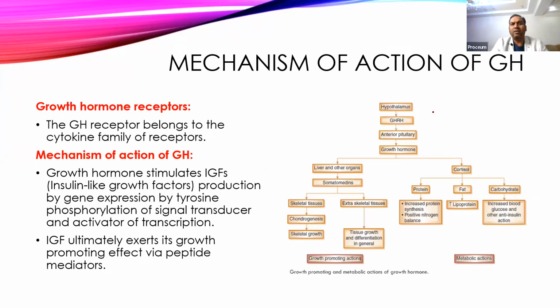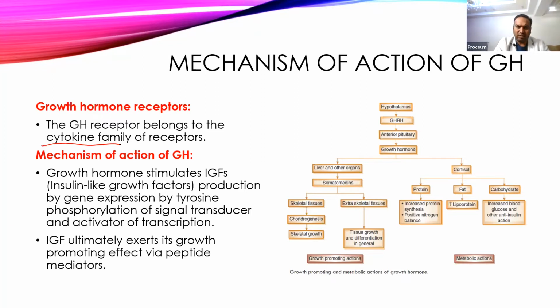Then, what is the mechanism of action of the growth hormone on the various body tissues? Growth hormone acts through hormone receptors which are present on the cell membrane, and the family of this receptor is the cytokine family. These are present in almost each and every cell of the body. Once the growth hormone acts on these receptors, it will stimulate the formation of insulin-like growth factor, that is also called the somatomedins.